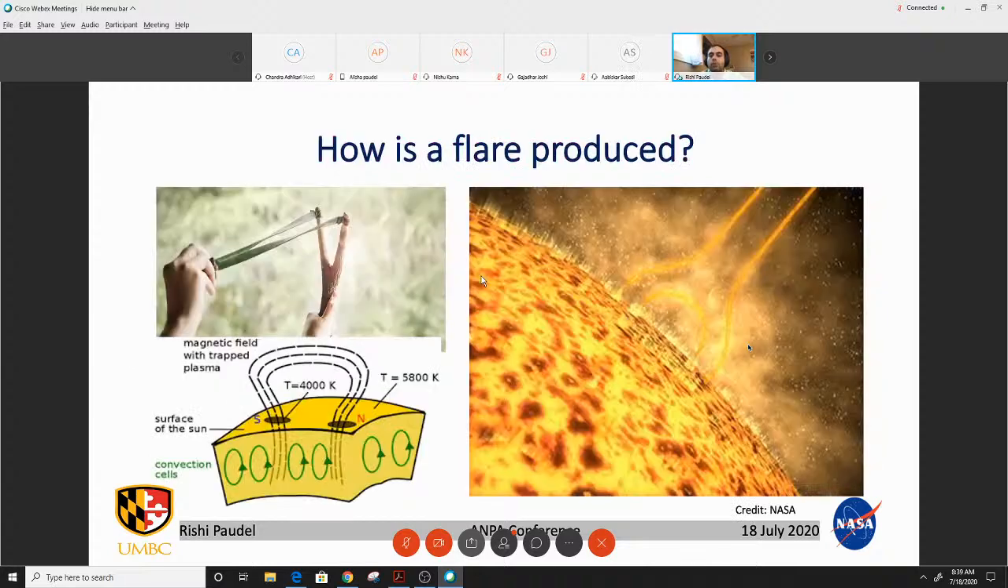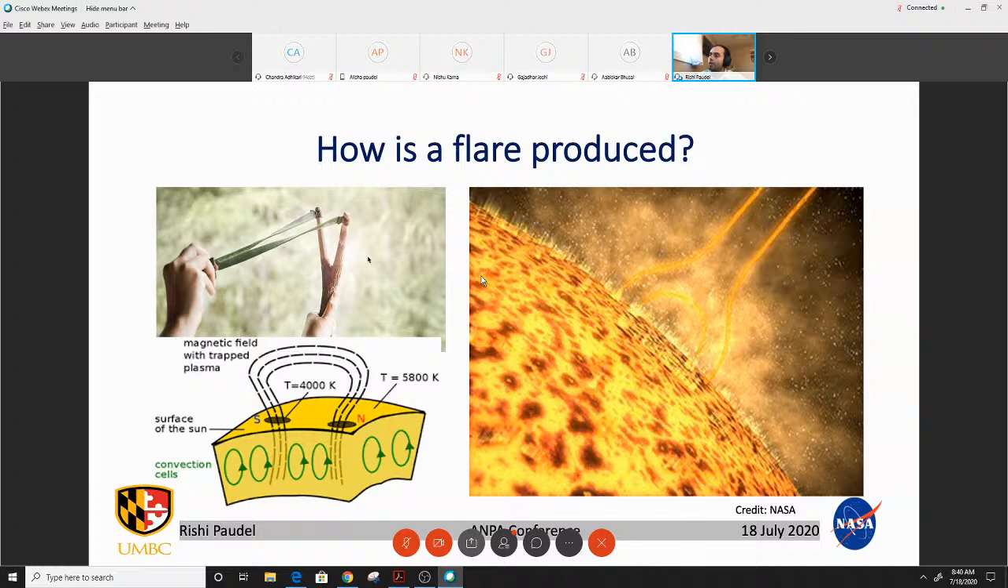Now, I would like to recall the example of a stretched catapult to explain how a flare is produced, which I believe most of us have used in our life at some point for fun. When we stretch the catapult, there is some energy stored in the rubber band, which we call elastic energy. And when you release the stone or marble from the catapult, the energy of the rubber band is converted to the kinetic energy of the marble or stone. So we can use this same concept to explain how a flare is produced.